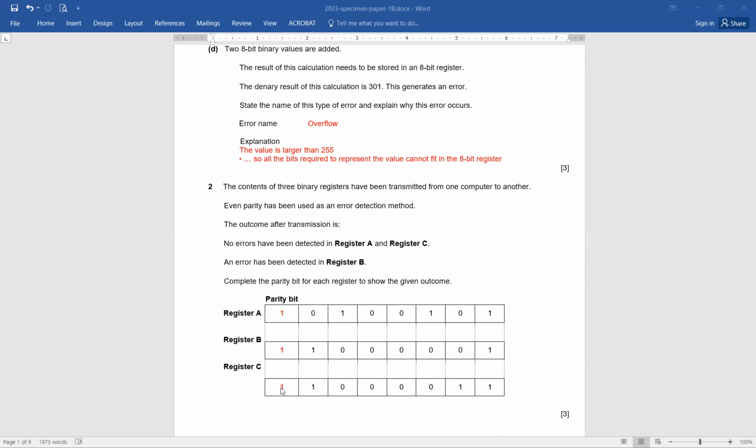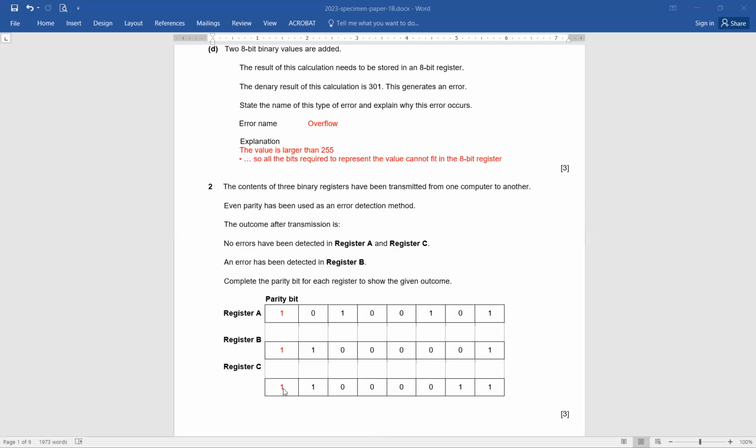Isn't it easy? Now, be very cautious with register B. It says that register B has detected some error. So it means that value is 111. Please be cautious. This register B has an error. It means it was not following the even parity pattern. It was following the odd parity pattern. That's why they have detected an error here.